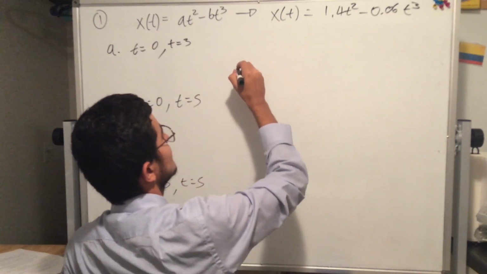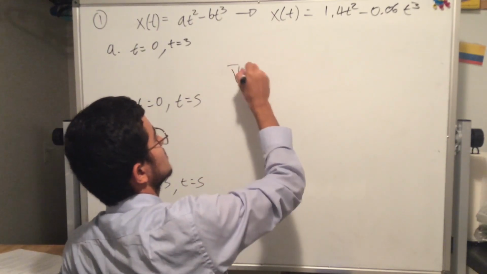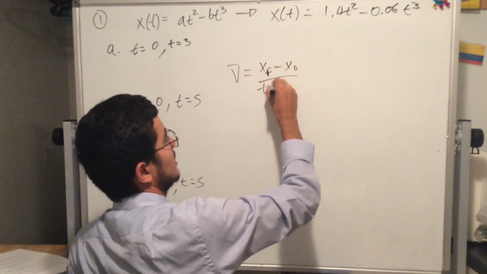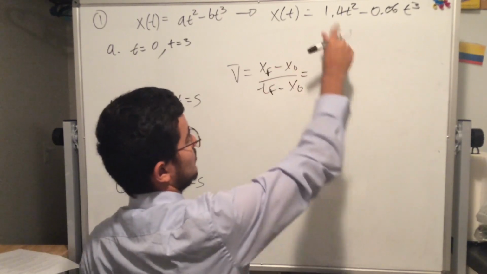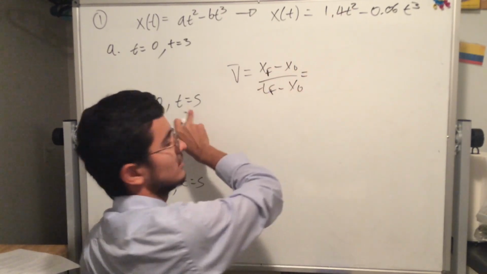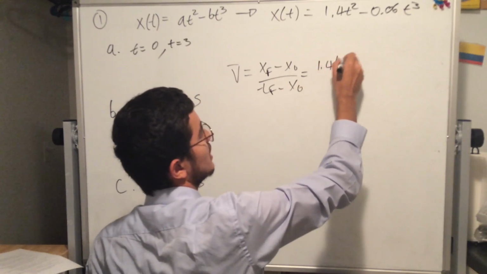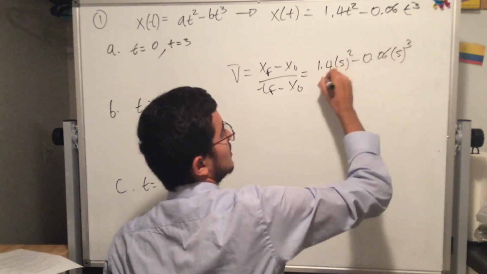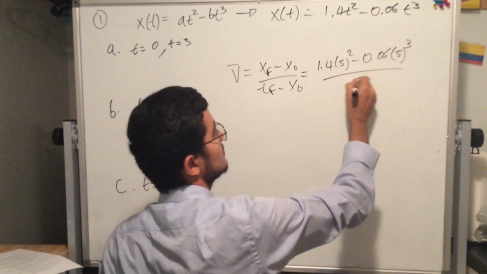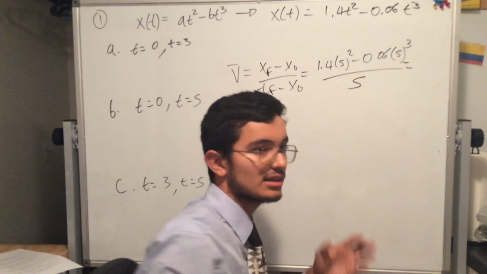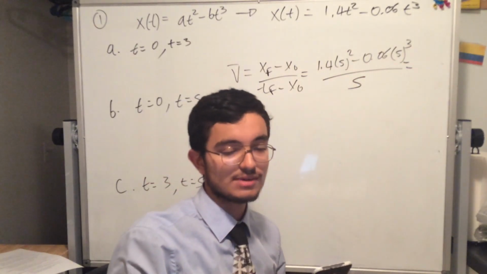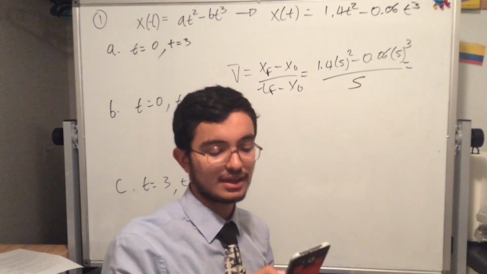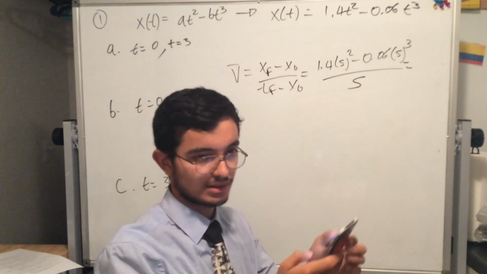We're going to apply the same formula for average velocity, x final minus x0 divided by t final minus t0. The position function evaluated at the final time, which is 5, so 1.4 times 5 squared minus 0.06 times 5 cubed, divided by the change in time. 5 minus 0 is 5. And we can go ahead and plug that into the calculator. Remember that you have to have a calculator for your AP exam. You don't want to forget your calculator. So let's go ahead and plug those values.